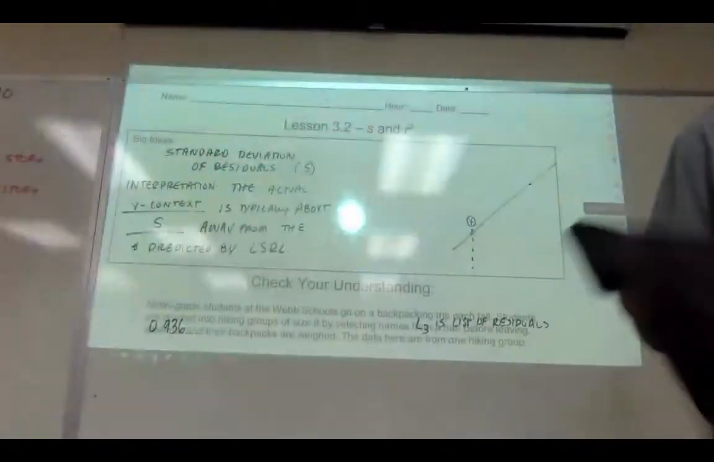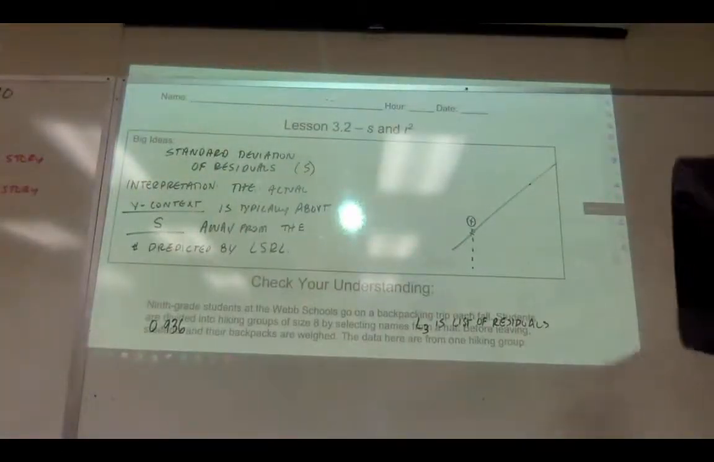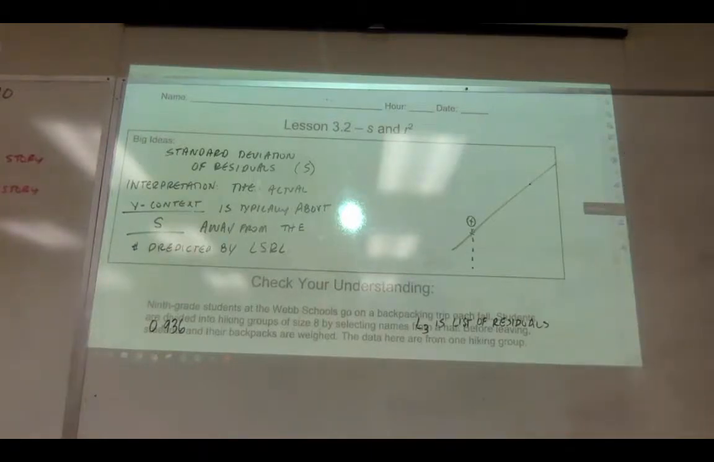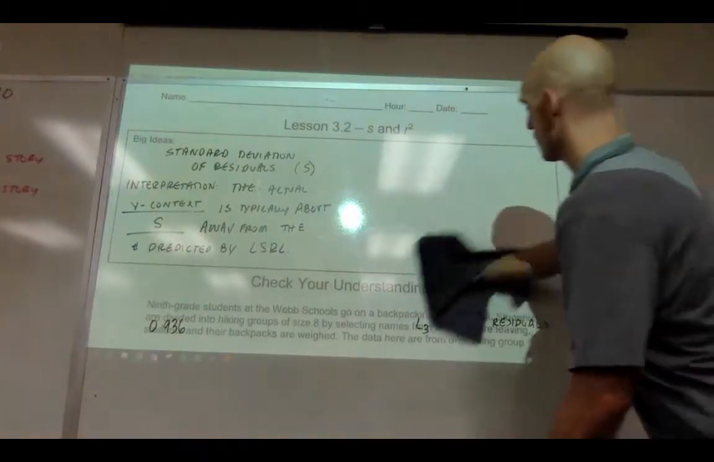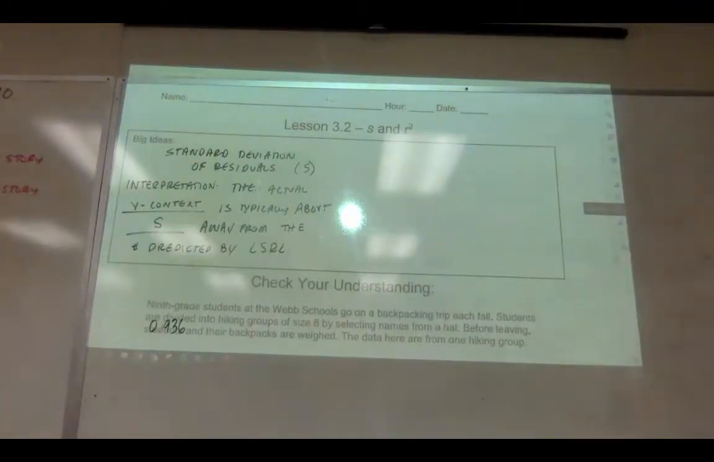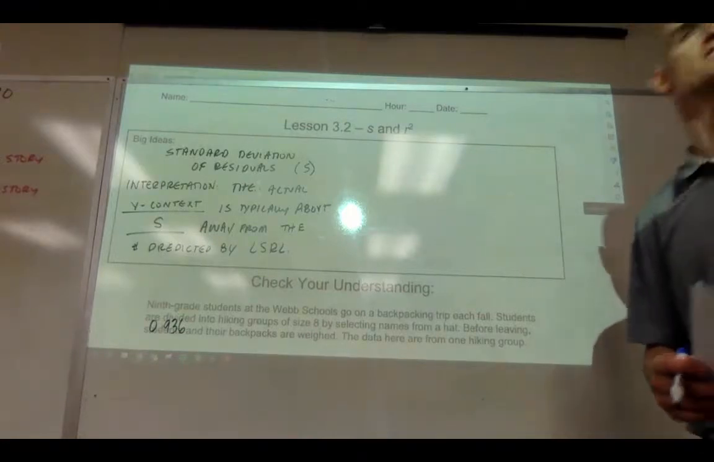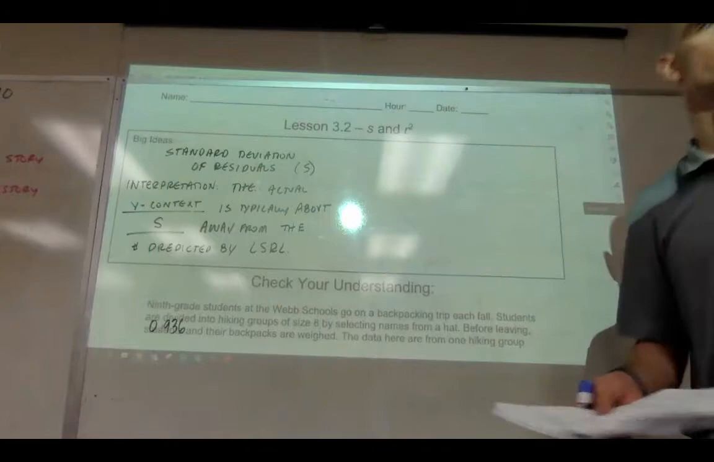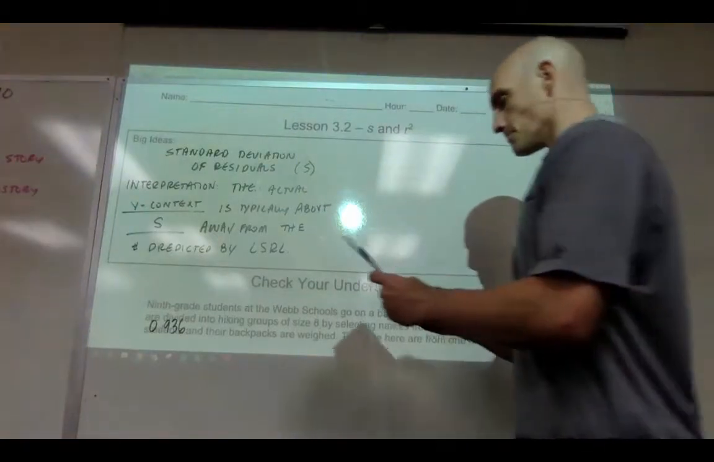So for a given IQ, the actual IQ is typically about 4.24 away from the number predicted by the least squares regression line. When we're writing this response, are we allowed to abbreviate it? LSRL, that's a standard statistics known thing. Okay.